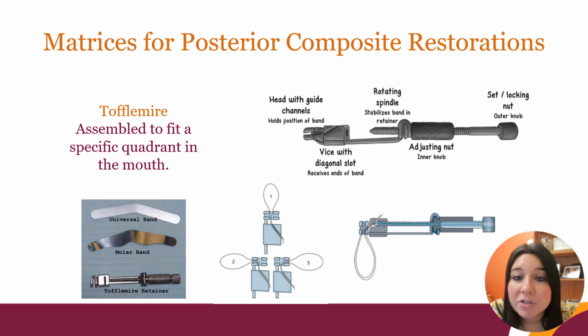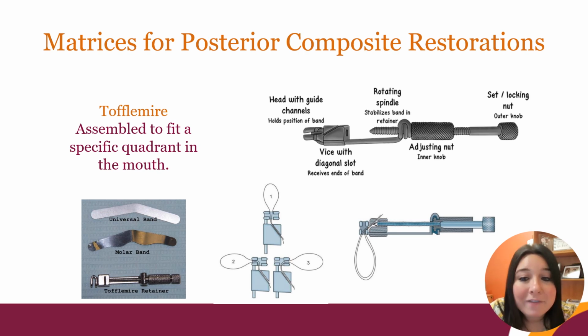So typical matrices for posterior composite restorations can include the Toffelmeier. It's not my favorite. I usually recommend a Toffelmeier for amalgam restorations only. I just don't like the way the contours turn out and the floss. It's not great. So I much prefer to use sectional matrices, but if you are a Toffelmeier lover, feel free to use a Toffelmeier as well.